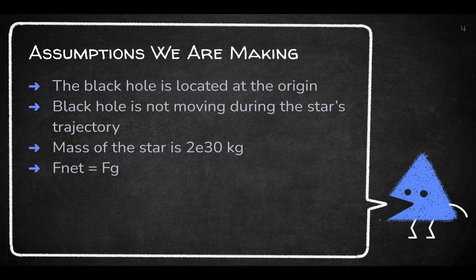Some assumptions we'll be making are that the black hole is located at the origin and that the black hole is not moving during the star's trajectory due to its much larger mass compared to the star's mass. The mass of the star is 2 times 10 to the 30th kilograms, and we'll also be assuming that the gravitational force is the only force acting on the star.